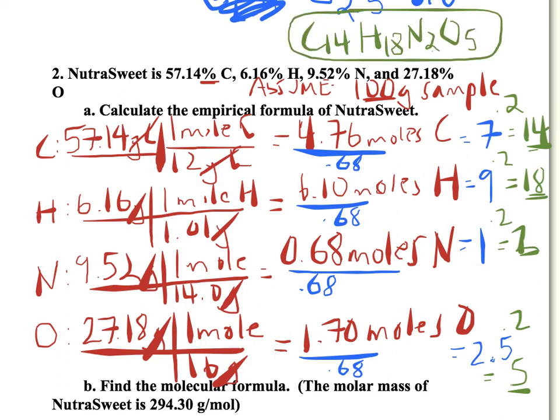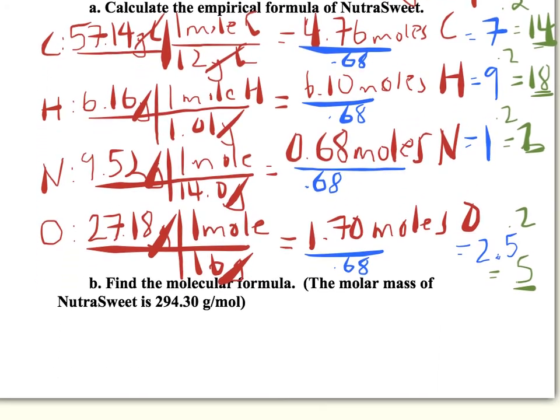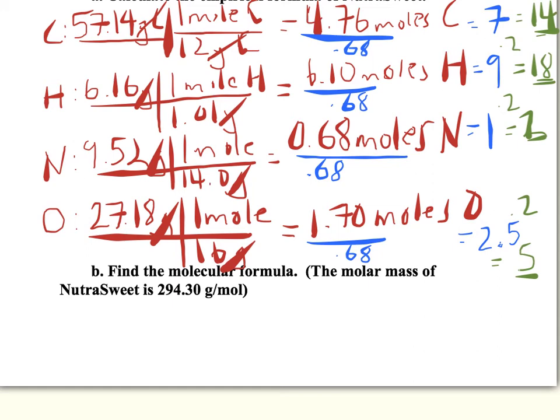But let's say we want to figure out what the molecular formula is. Okay? So B says, find the molecular formula. The molar mass of NutraSweet is 294.3 grams per mole. I want to cross that out. Okay? This is a typo. We're going to pretend it says 600 grams per mole.